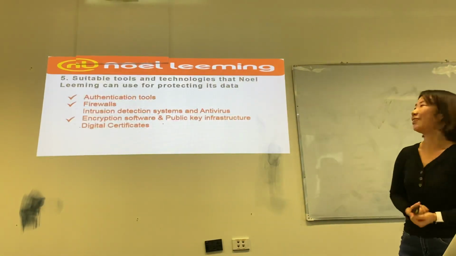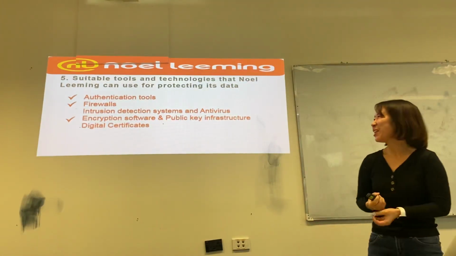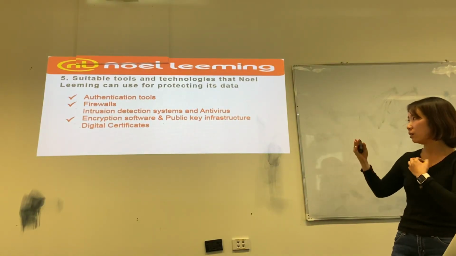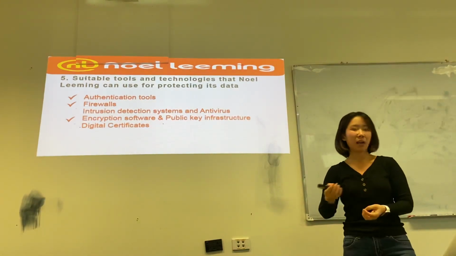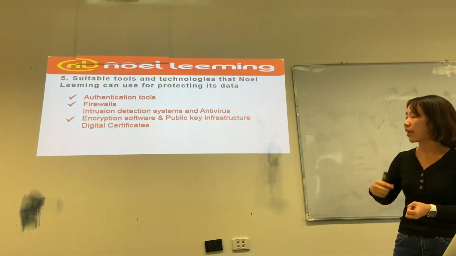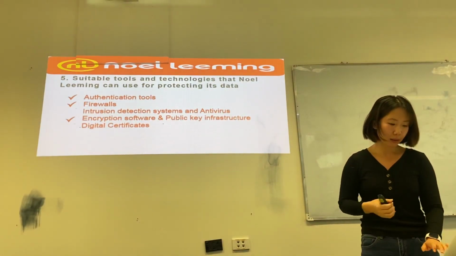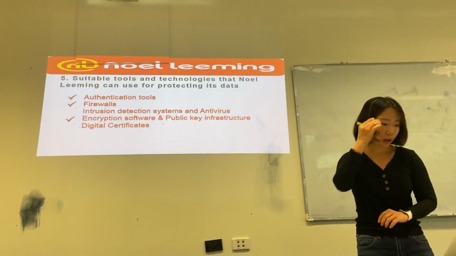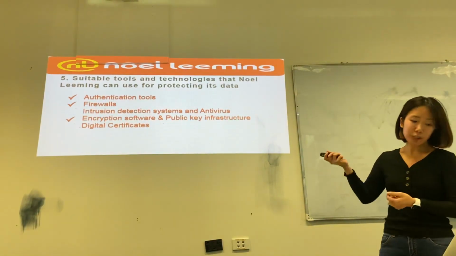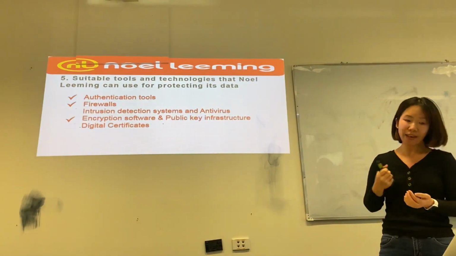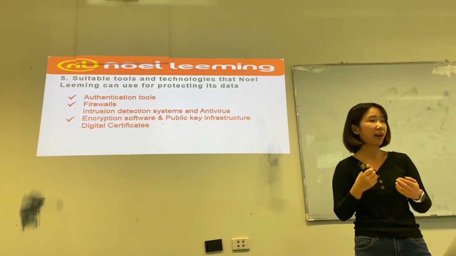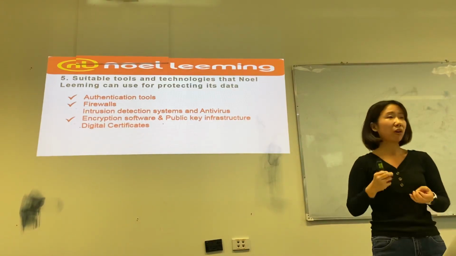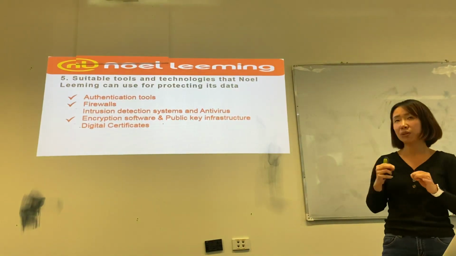So finally, we are going to the last one. As shown in the slides, there are tools that can help New Living protect its data, but I just suggest three of those that New Living might be able to apply. The first one is authentication tools. Whether they are internal personnel or registered customers, they should use an individual username and password in order to keep their accounts and personal information safe.